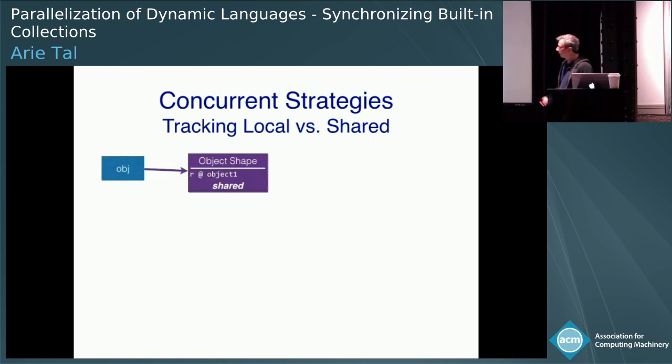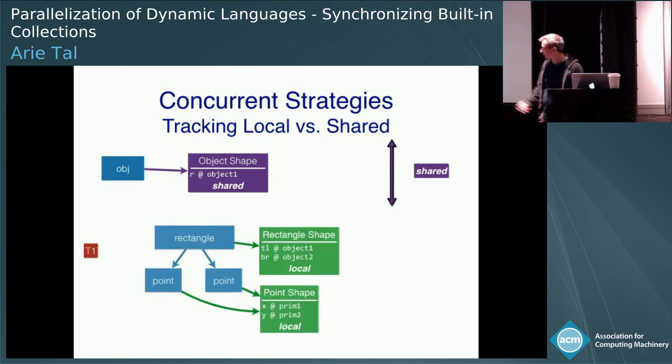So every object in most dynamic language implementations today also has a shape, which some implementations call a hidden class. It's a structure that defines what the object looks like, meaning where the fields are, what the size is, if it's an array, what the types are, and so on. And we add to the shape another flag which says whether it's shared or local. So obviously a shared object will be in what we call the shared part of the heap.